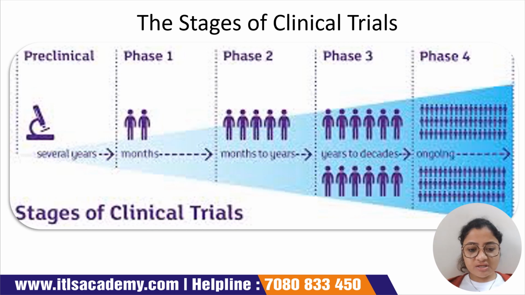So in case of phase 1, we have only 2 humans and it was done for several months. But in case of phase 2, we have taken many humans, around 5 to 6 humans. This is just a hypothetical situation. And we continued this phase 2 trial for several months to years. Then in phase 3, we doubled the number of humans. The sample size is doubled or tripled, you can say. And it takes years to decades, around 10 to 12 years.